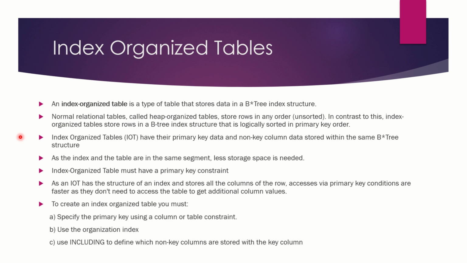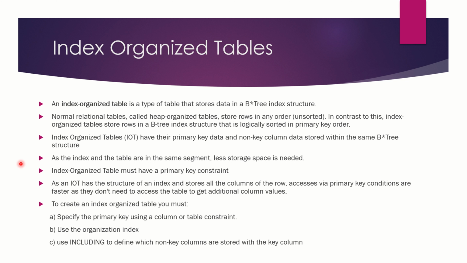The index organized table has the primary key data and some non-key column data as well. Non-key column data means any other columns which are not part of the primary key. Now, a primary key can be a single column or a combination of multiple columns. So in an index organized table, the primary key data and the non-key column data, both of them, ultimately mean that the entire row of the table is stored in the form of a B-tree index. Like I said earlier, since the index and the table are in the same storage segment, less storage space is needed while creating an index organized table.